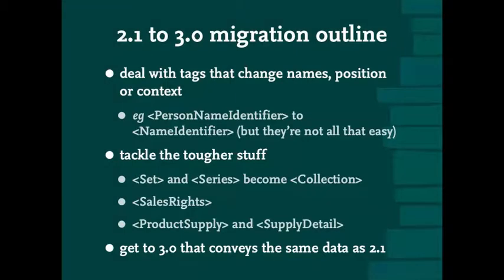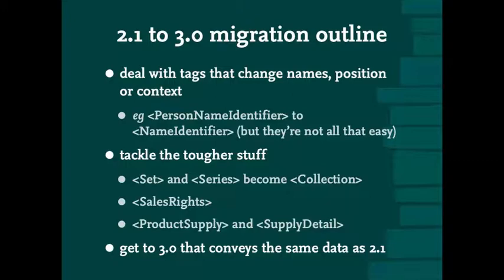And then there's the tougher stuff. I've listed 3 here, where I said there were 2 earlier. Well, the first one is sets and series becomes collection. The third one is that change in the structure of suppliers and markets. ONIX 3 treats the markets and then suppliers within it. ONIX 2.1 does it the other way around. I've also listed sales rights here, and that's not tough because of the way ONIX has changed. It's tough because the quality of the data that a lot of publishers have is not always very good.